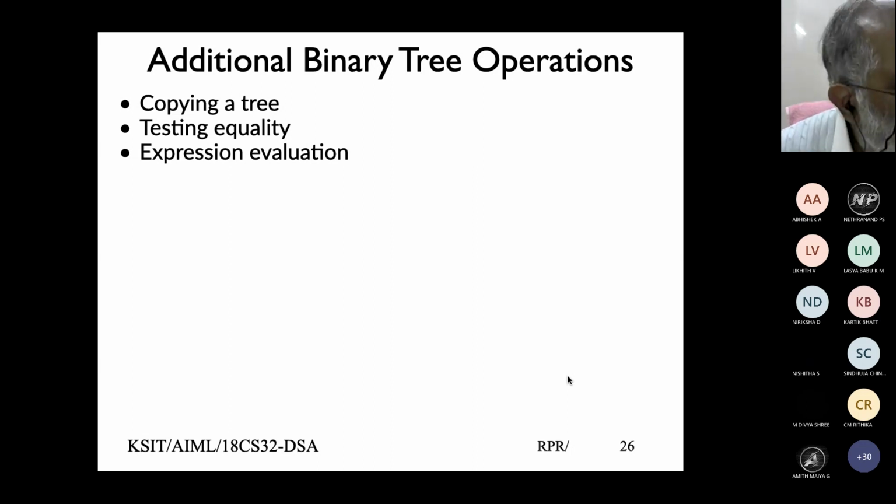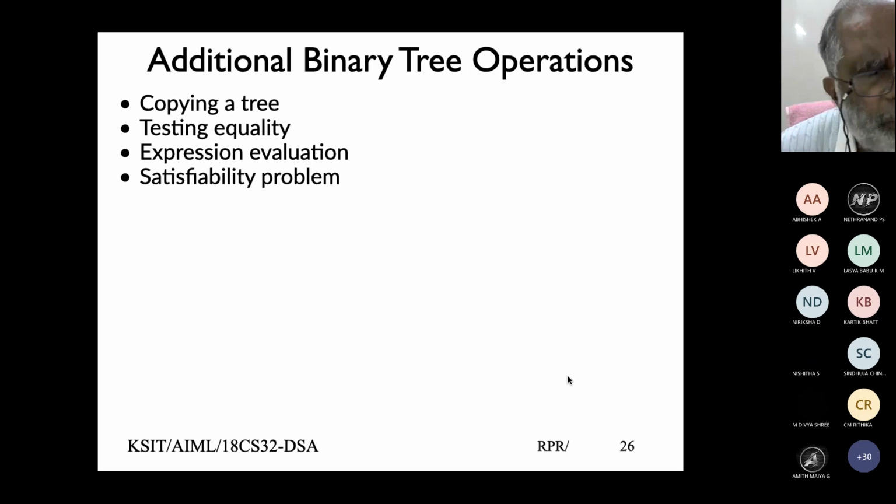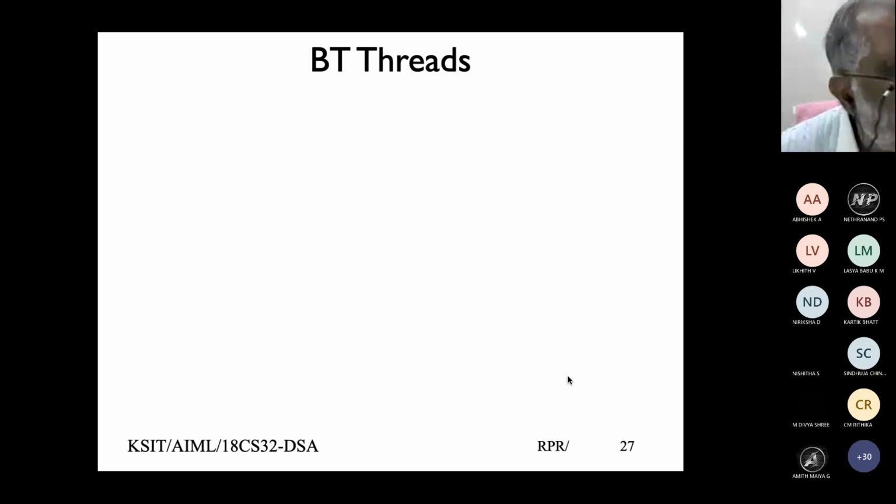And we looked at how a binary tree can be used for expression evaluation. We typically use post-order traversal to do that. And we said that by representing a Boolean expression, we can evaluate whether the expression is satisfiable. That means, is there an assignment of values which results in the expression being true?